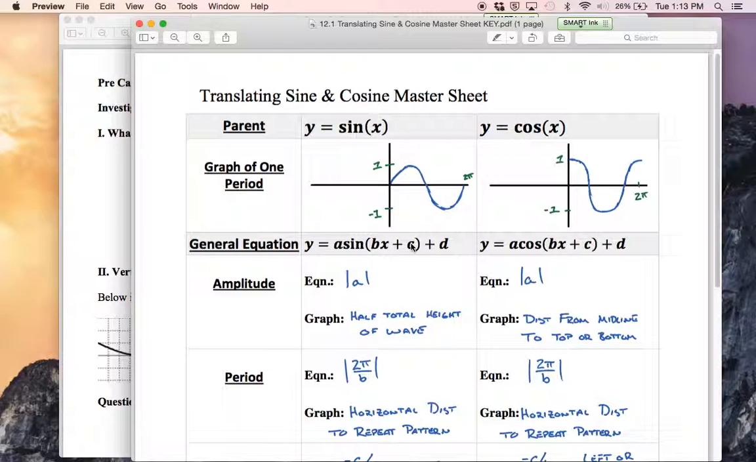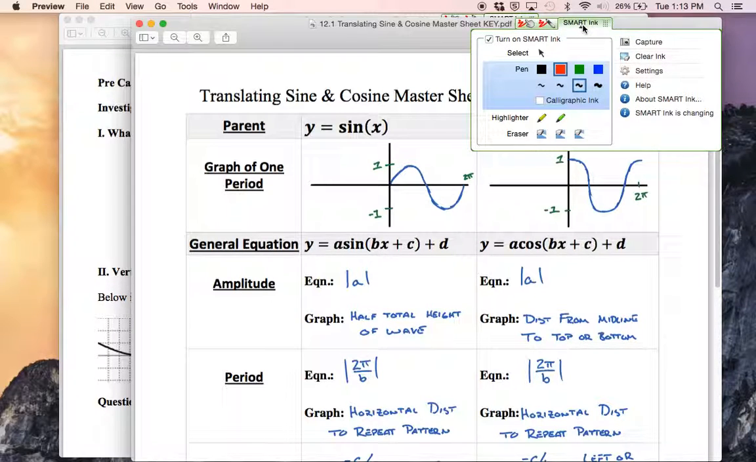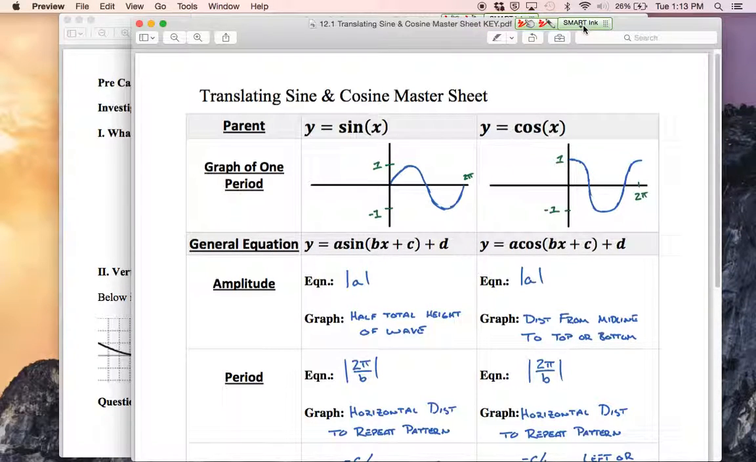And for period, remember we said that to figure out the period, you do 2 pi divided by b, this value that's in front of x. Or if you're in degrees, it would be 360 degrees divided by b. Okay? Absolute value of 360 degrees divided by b. We use absolute value because period can only be positive, just like amplitude can only be positive.